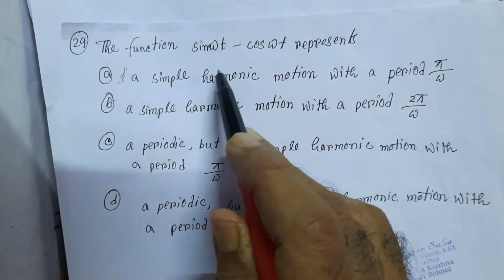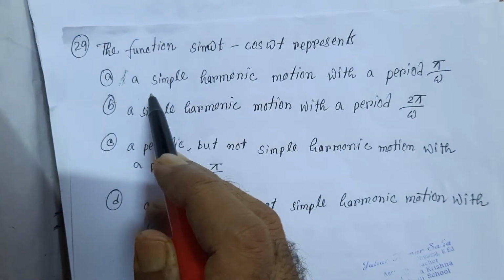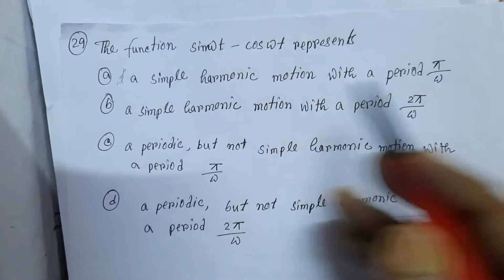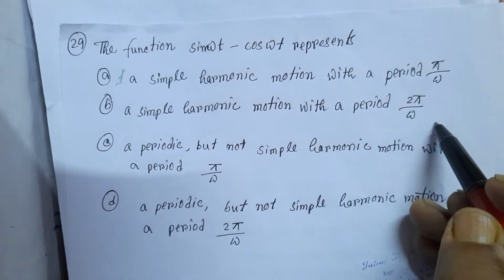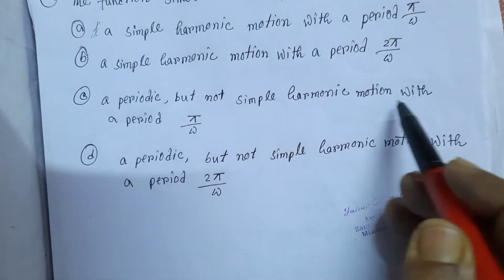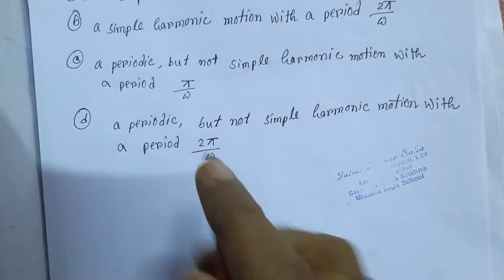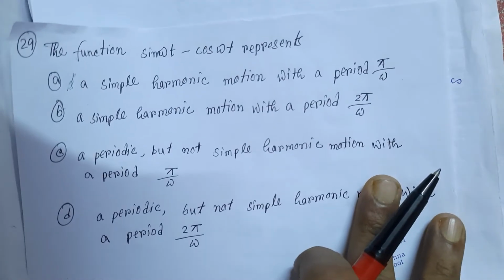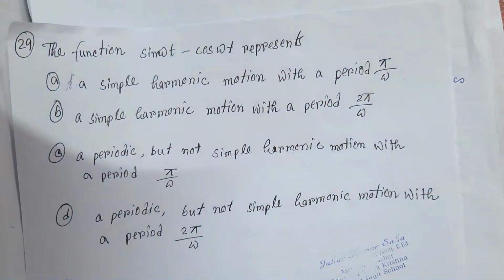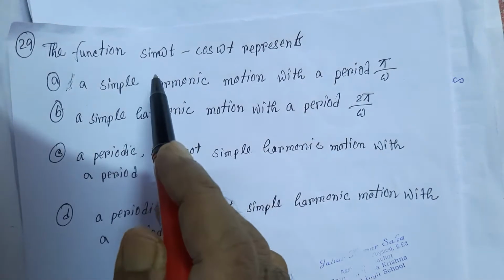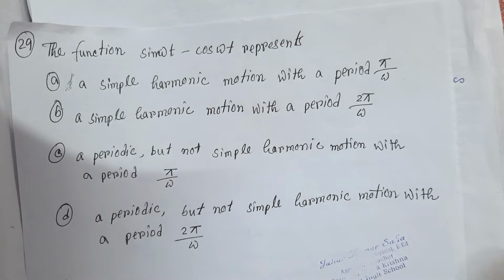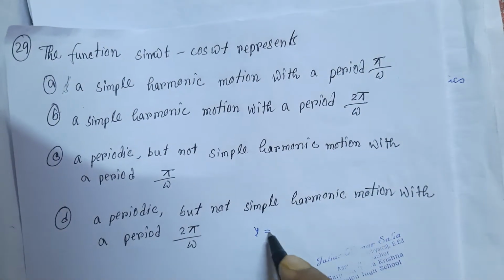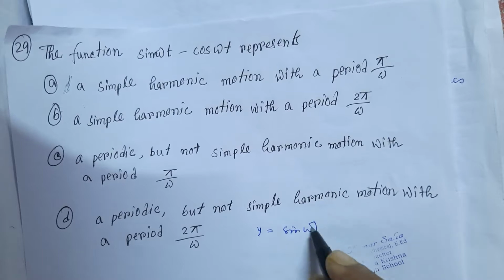The function sin omega t minus cos omega t represents: a simple harmonic motion with period pi by omega, a simple harmonic motion with period 2 pi by omega, a periodic but not simple harmonic motion with period pi by omega, a periodic but simple harmonic motion with period 2 pi by omega. First of all, we have to find whether the motion is periodic. The motion must be periodic because there is a sine or cosine function. Then we have to see whether the motion is simple harmonic or only periodic. Given that, let y equals sin omega t minus cos omega t.